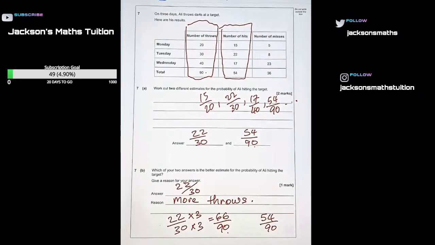Okay. No, I'm not in school tomorrow, guys. We only had maths intervention. Monday, Tuesday, Wednesday.